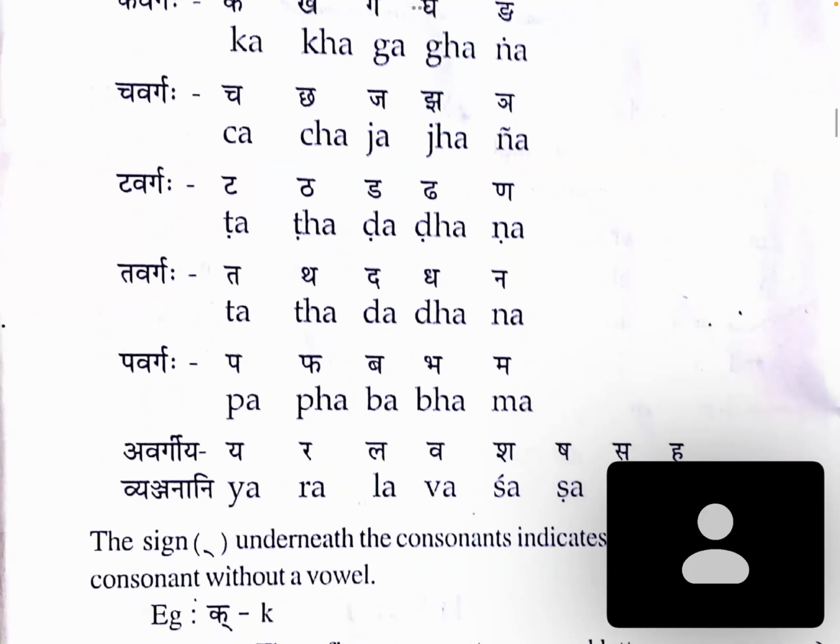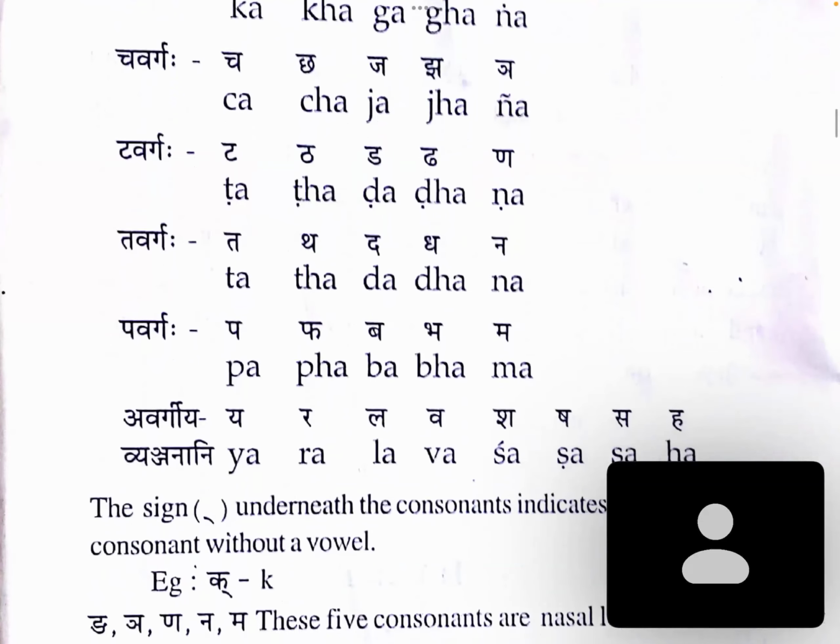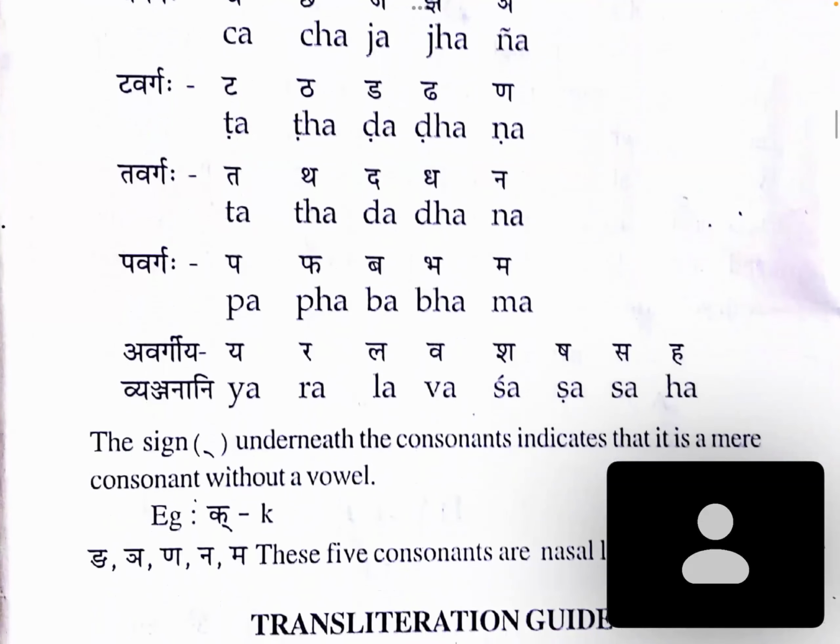Then pa, pa, pa, pa, ma, ya, ra, la, va. These four, they are between soft and hard. That is why they are called antastha. They are in the middle. So ya, ra, la, va. These four are hard: sha, sha, sa, ha.